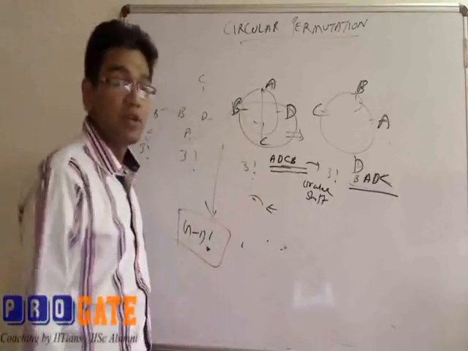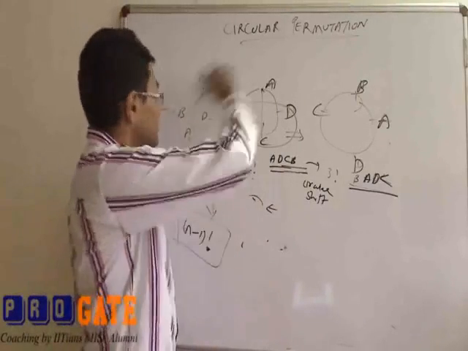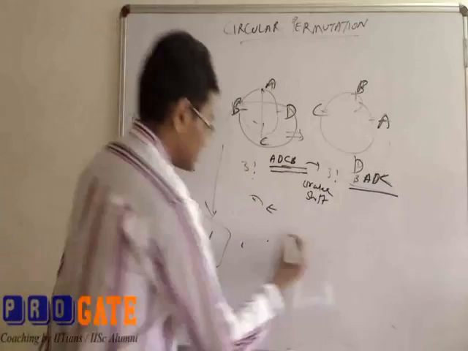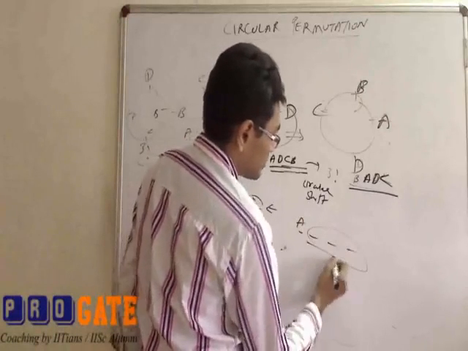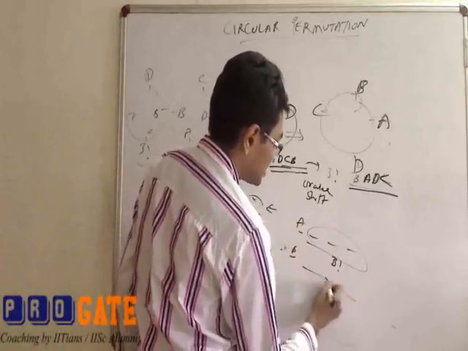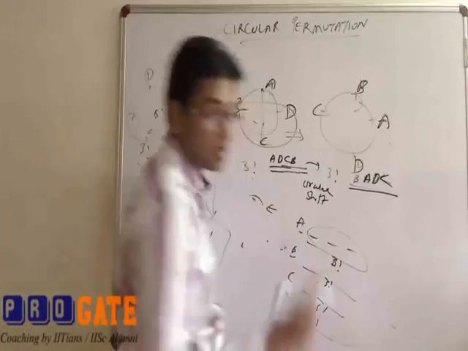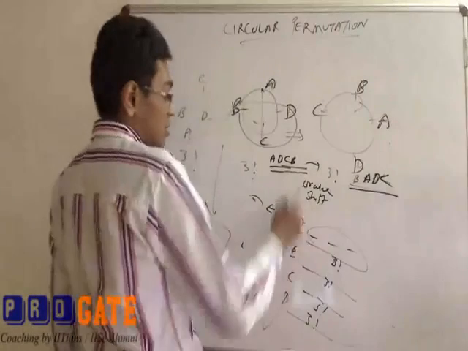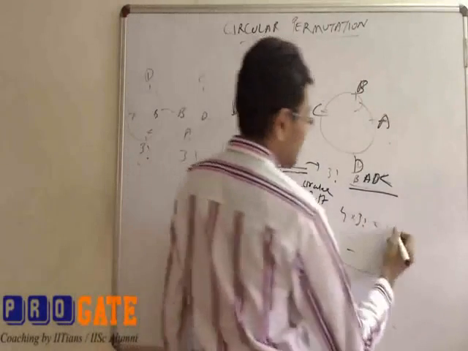But in the linear permutation, we used to take all the cases differently. Suppose I fix A here, then the rest is 3 factorial. Suppose I fix B here, then this is 3 factorial. C here, this is 3 factorial. And if I fix D here, then it is 3 factorial. But all these are different. So we do 4 into 3 factorial as far as linear is concerned, so we get 4 factorial.